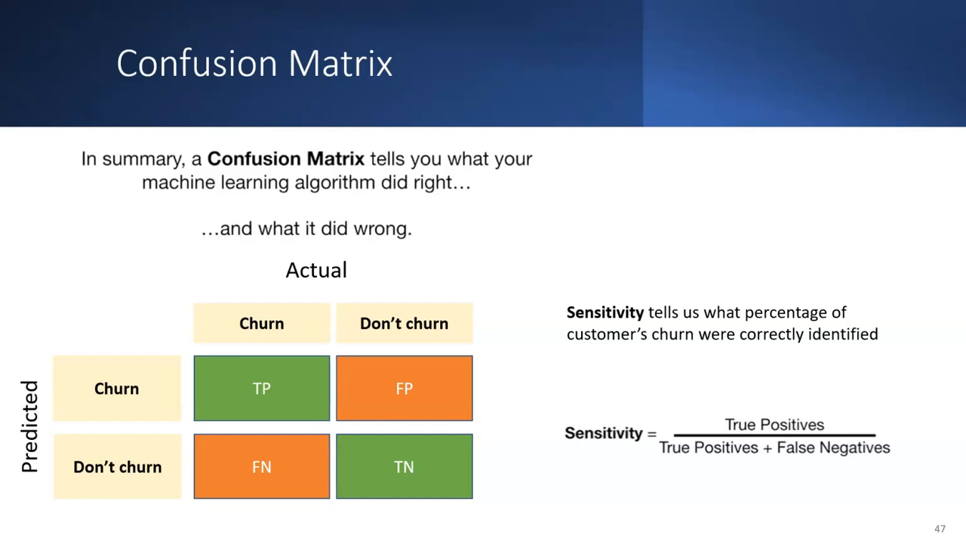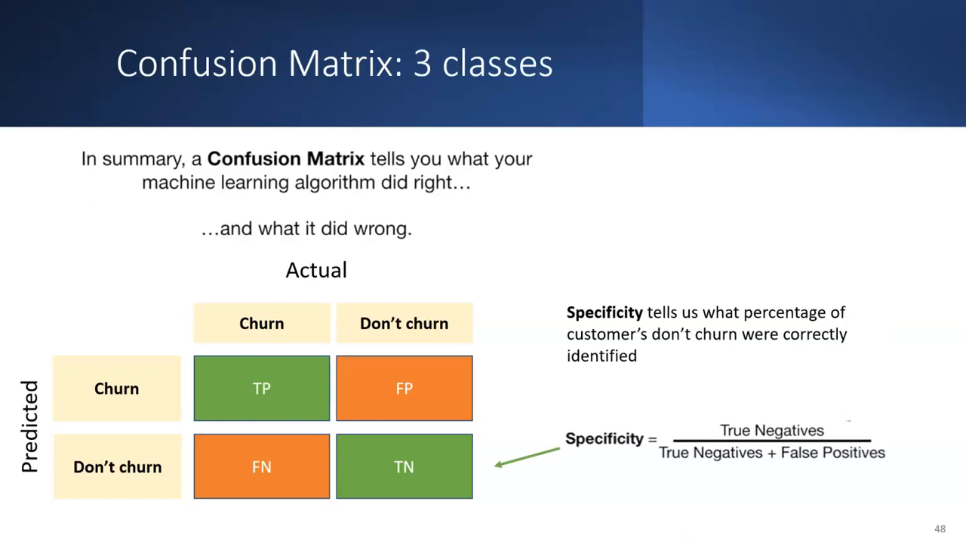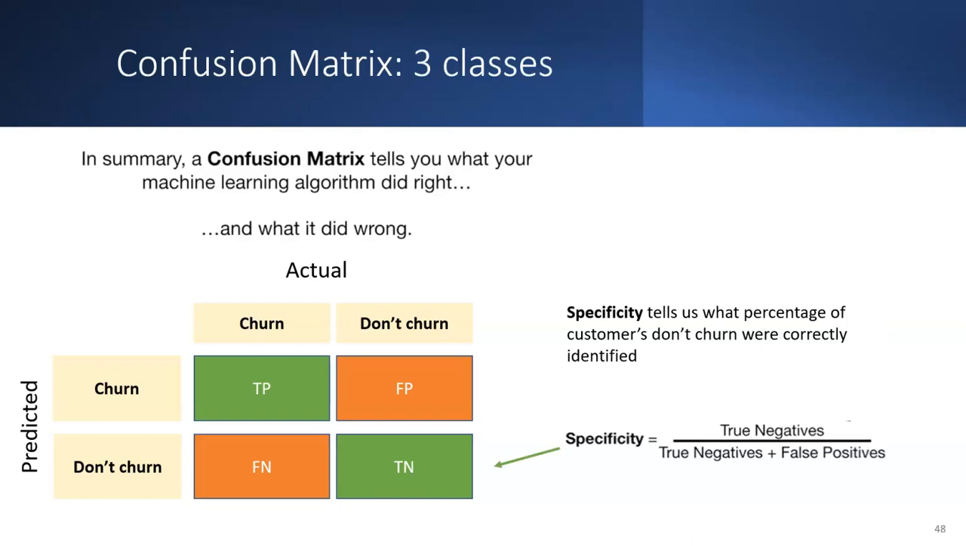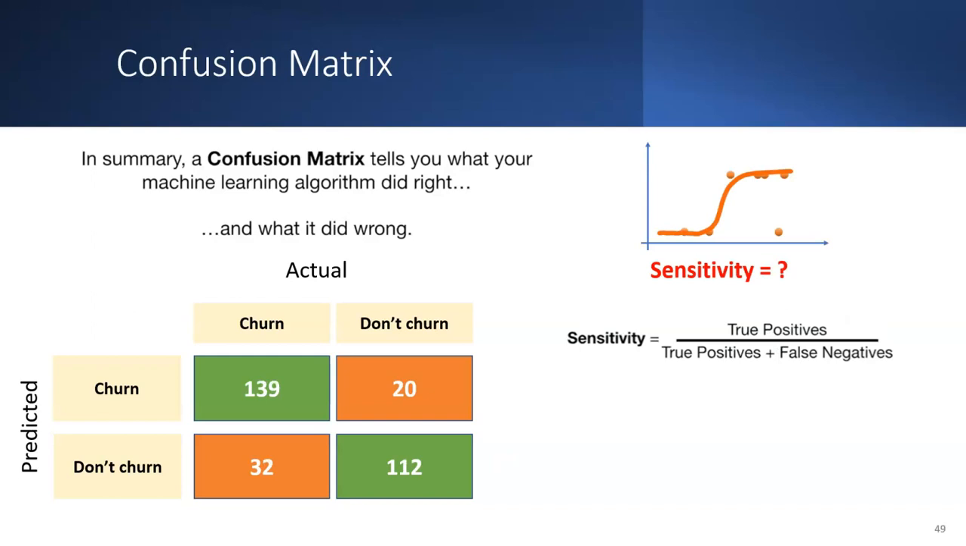In summary, the confusion matrix tells you what the machine learning algorithm did right and what it did wrong. This is a very good tool to evaluate your model. It tells you the percentage of customer churns that were correctly identified, and sensitivity means TP, the true positive, divided by the true positive plus false negative. This is a very simple formula, and you can easily put in the values and find the sensitivity. Specificity is a bit different: you pick the true negatives, divide by the true negatives plus false positives, and you get your solution. Specificity tells you what percentage of customers who don't churn were correctly identified, whereas sensitivity means what percentage of customers who churn were correctly identified. So this is the negative opposite of that one.